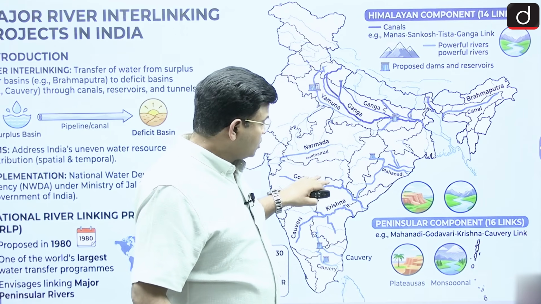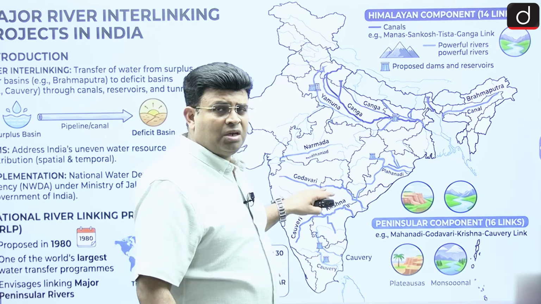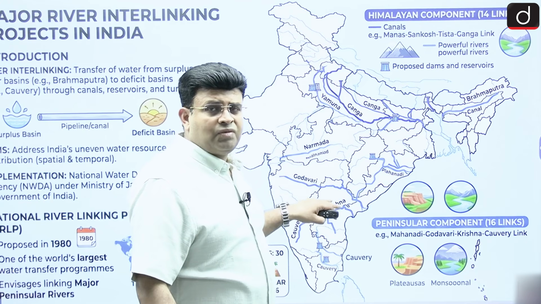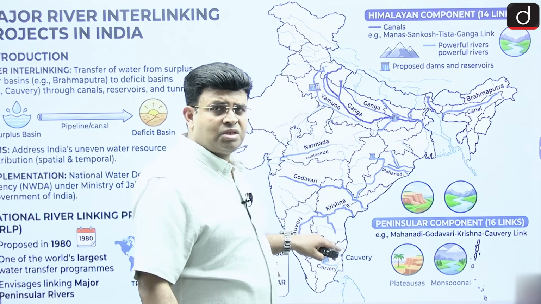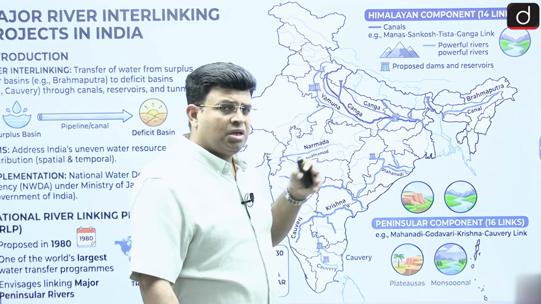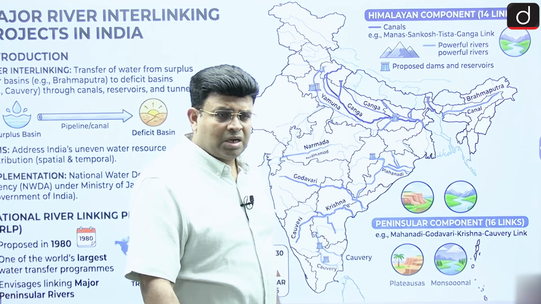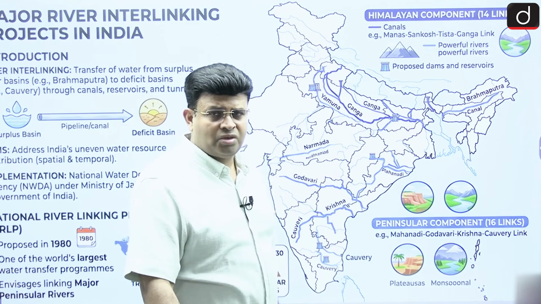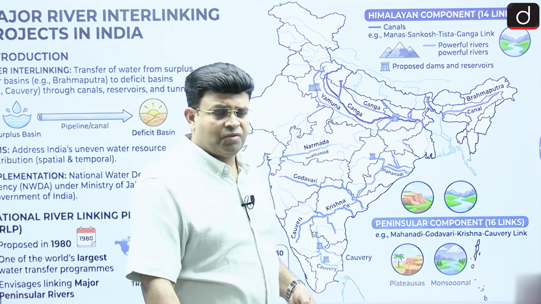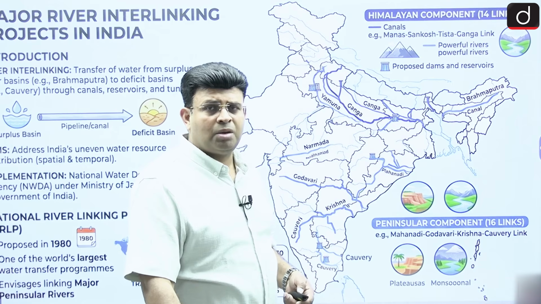But if I go into the southern rivers, the Godavari has 110 billion cubic meters, and the Krishna around 90 to 95 billion cubic meters. These rivers are seasonal rivers, not perennial, though they have a good amount of water. So this national river linking project is about connecting surplus water regions to deficit regions, and it is done by the National Water Development Agency.